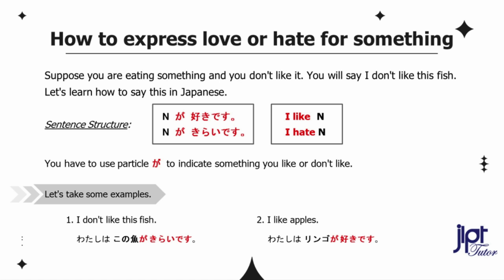Let's take some examples. I don't like this fish. 私はこの魚が嫌いです。 I like apples. 私はリンゴが好きです。 In the test, if you see kirai or suki and you have to choose a particle, usually the answer will be particle ga.